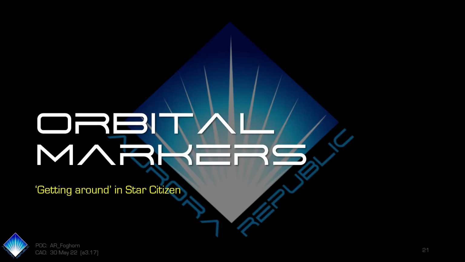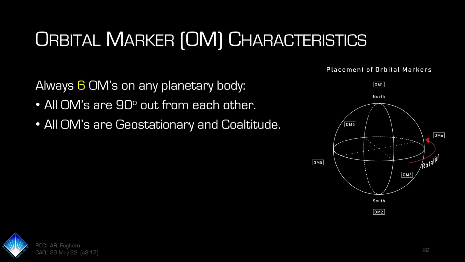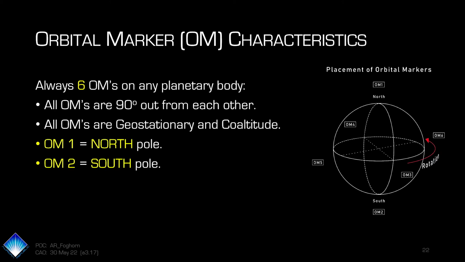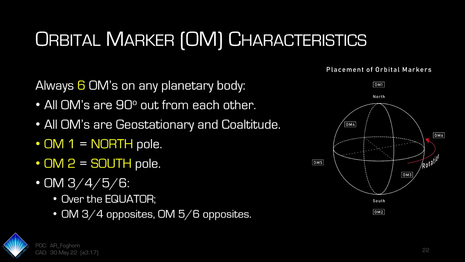And to help with navigating our way around a globe with a spacecraft, we have a standardized system of nav points around any celestial body known as orbital markers. Each planet or moon has 6 orbital markers, known as OMs, surrounding it at key points. All of these OMs are geostationary and co-altitude from the surface. OM 1 and 2 are special as they are always over the poles. OM 1 is over the North Pole, OM 2 is over the South Pole. OMs 3, 4, 5, and 6 are all distributed at 90-degree intervals over the equator. OMs 3 and 4 are opposite each other, as are OMs 5 and 6.